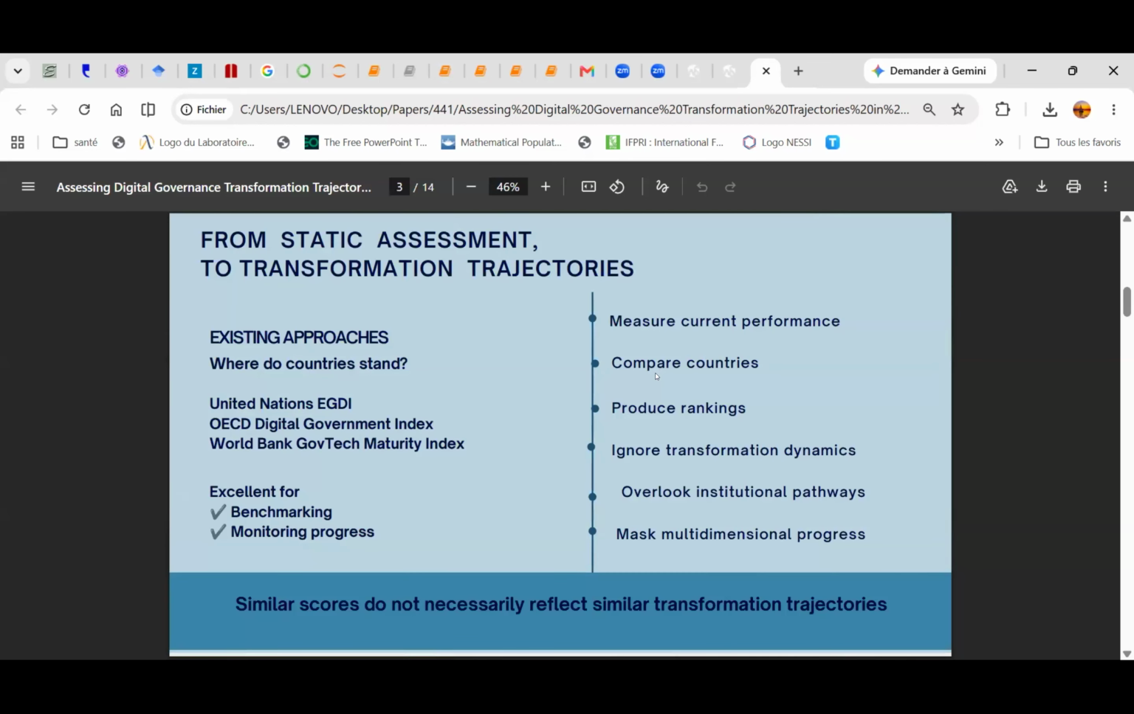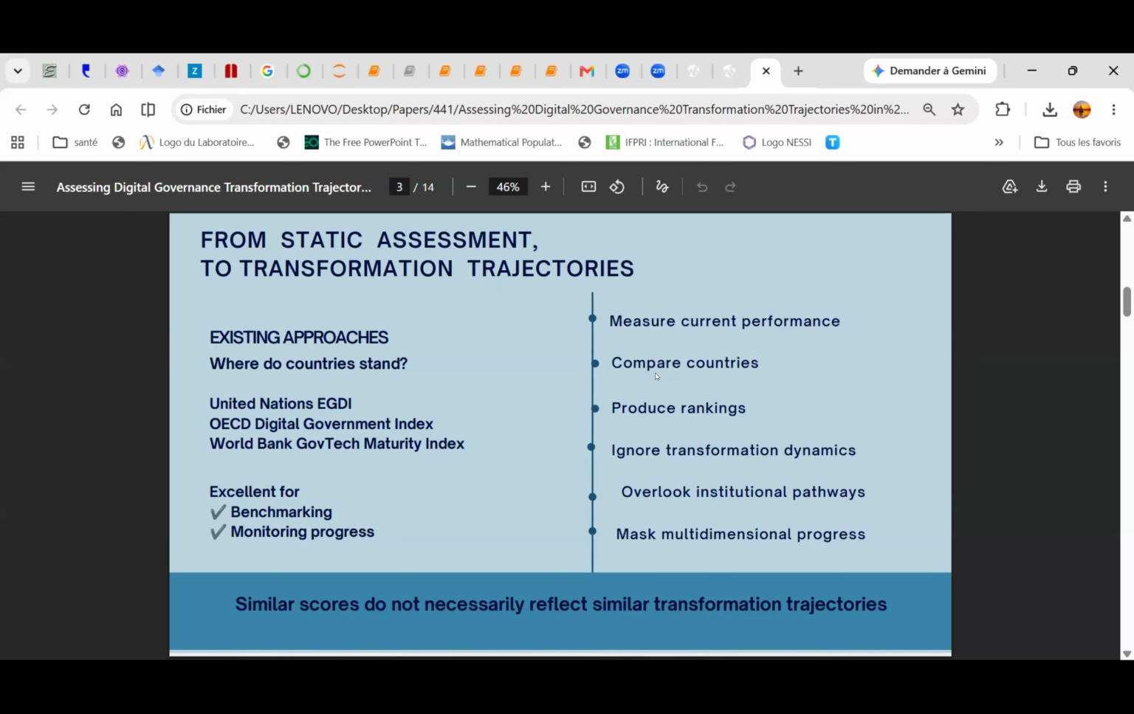This challenge is particularly evident in the field of digital governance. Several well-established frameworks, including the United Nations EGDI, the Digital Government Index, and the World Bank GovTech Maturity Index, have become the main references for assessing digital government. They have made an important contribution by enabling countries to benchmark their performance, monitor their progress, and compare their results.